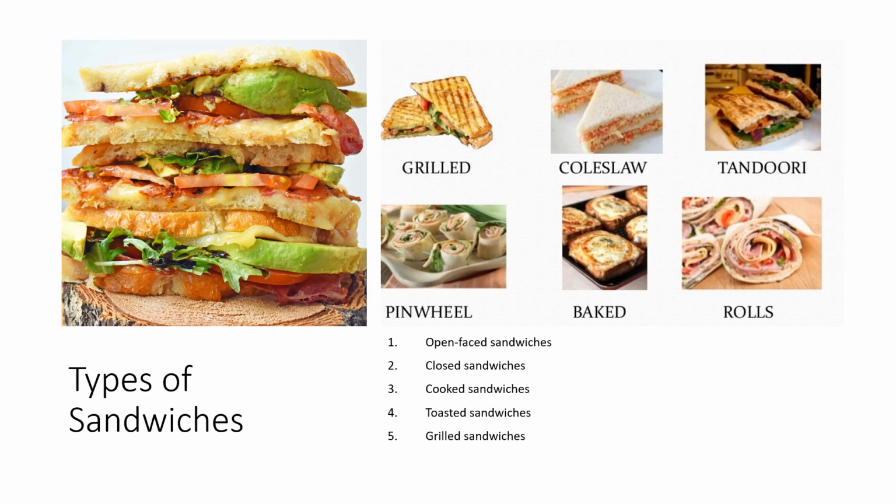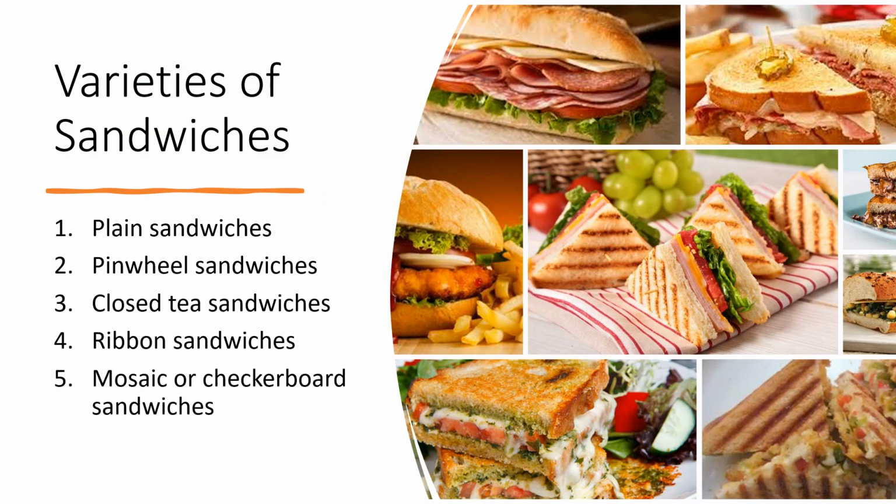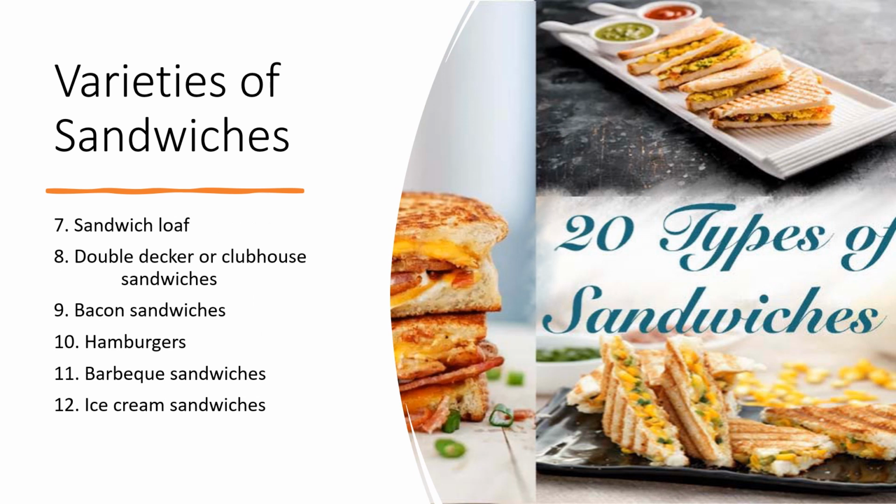We have at least 5 different types of sandwiches. We have open-faced sandwiches, closed, cooked, toasted, and grilled sandwiches. Moving on to varieties of sandwiches, we have plain, pinwheel, closed T, ribbon, mosaic or checkered board sandwich. We also have sandwich loaf, double-decker or clubhouse, bacon sandwiches, hamburgers, barbecue, and ice cream sandwiches.